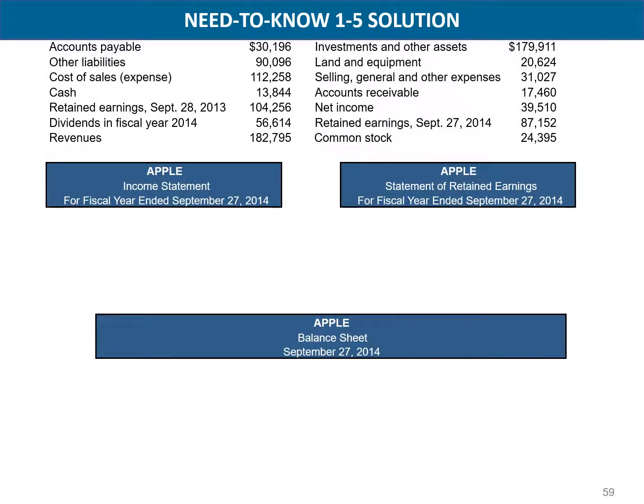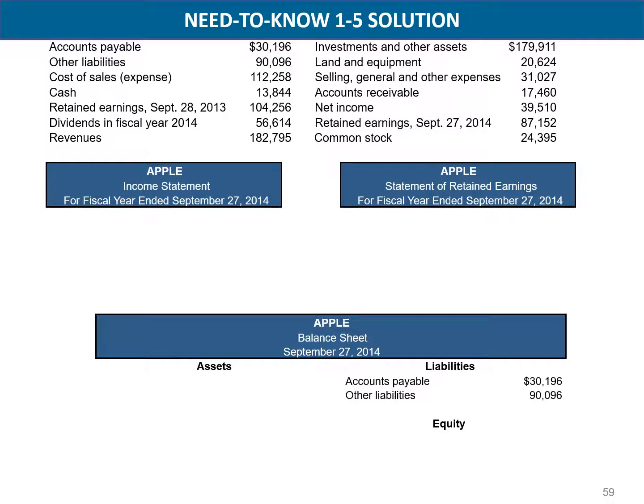Okay, so let's place each of your accounts under the appropriate heading of the statement for which they belong. So as a reminder, on the balance sheet, you should have your asset accounts on the left-hand side, your liability accounts on the right-hand side at the top, and then your equity accounts on the right-hand side at the bottom. So accounts payable is a liability account, so we'll bring that down to our balance sheet for $30,196. Other liabilities, what type of an account is that? It's a liability as well, right? The heading kind of gives it away. So we have other liabilities of $90,096.